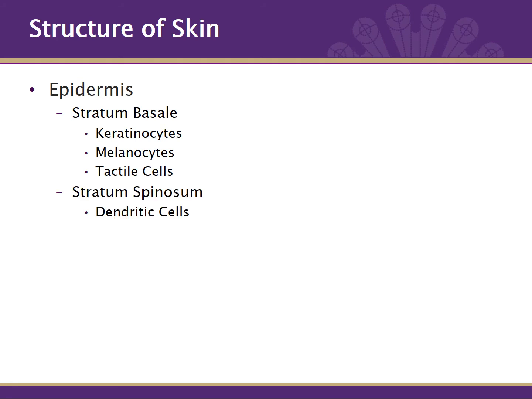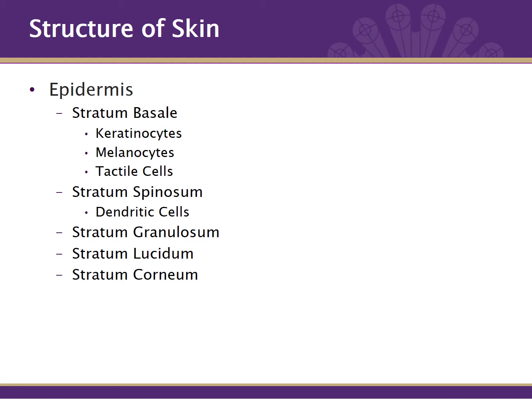The stratum spinosum is the thickest layer except in thick skin, and it consists of flattening keratinocytes as well as dendritic cells. The stratum granulosum is a layer with keratinocytes that contain granules called keratin. The stratum lucidum is only found in thick skin. And the stratum corneum is the most superficial layer and contains dead keratinocytes and keratin.